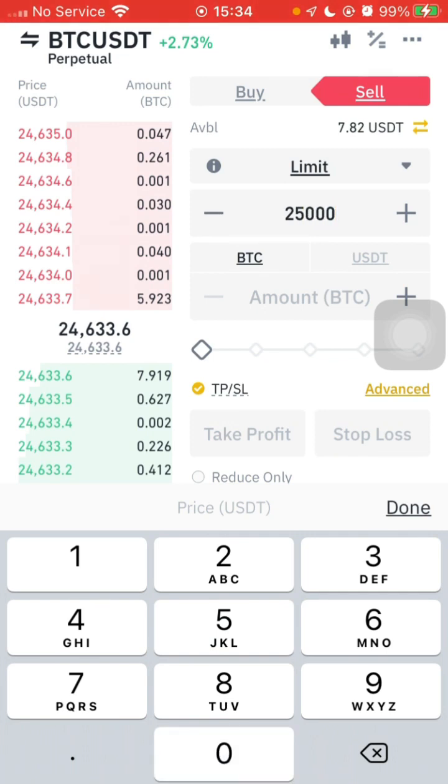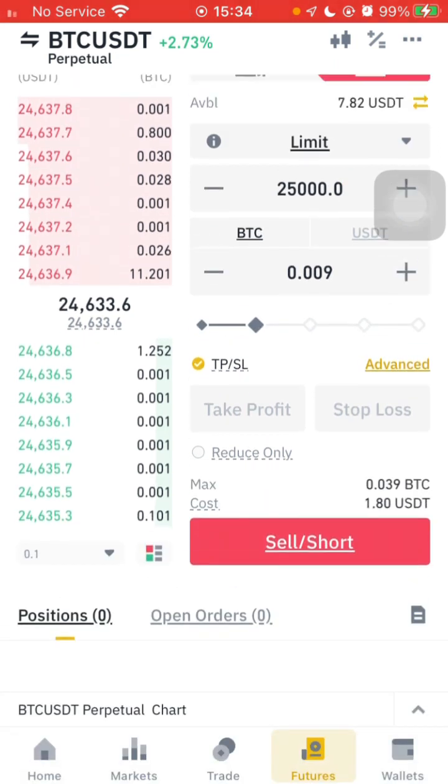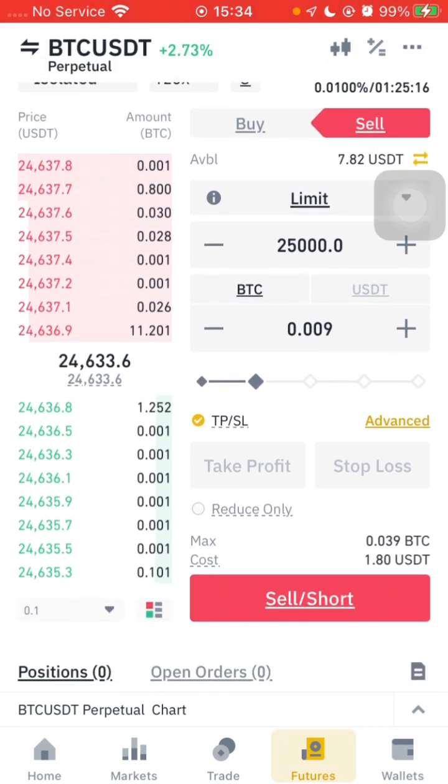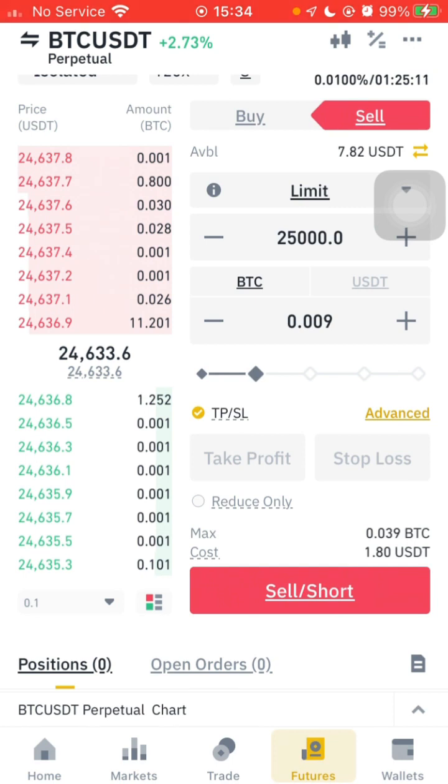Now I'm to choose how much of my capital. My capital here is 7.82, which means I'm choosing how much of that capital I'm willing to risk. Now let's say I'm willing to risk 25% of it. Now I then set my distance to 25%, which is about, in quantity now, 0.09 BTC. So now that 0.09 BTC will be costing me 1.80, which means I'm risking $1.80.